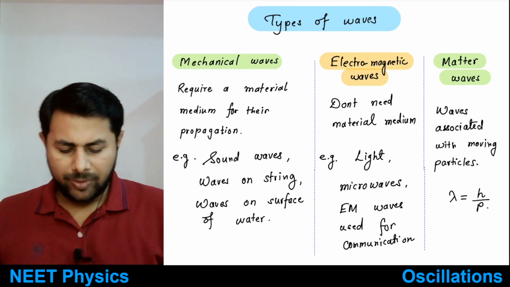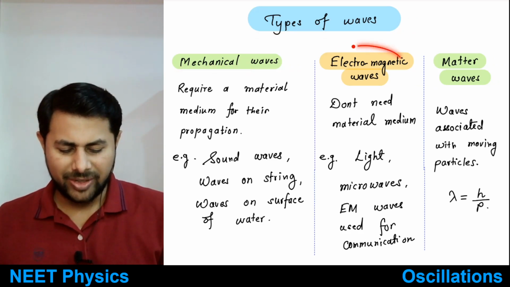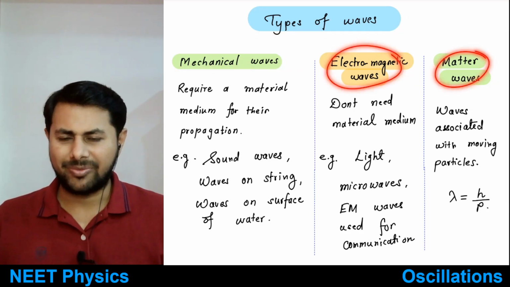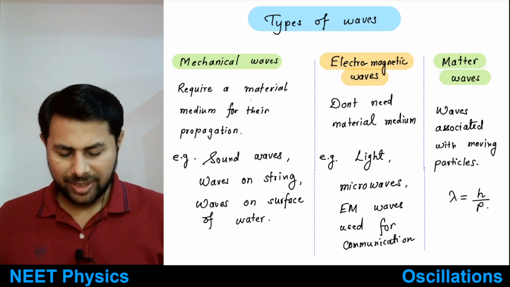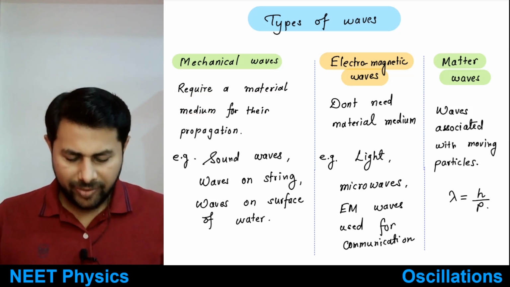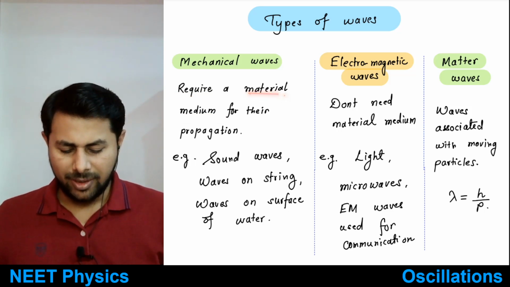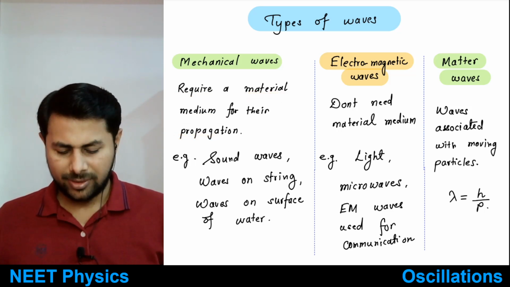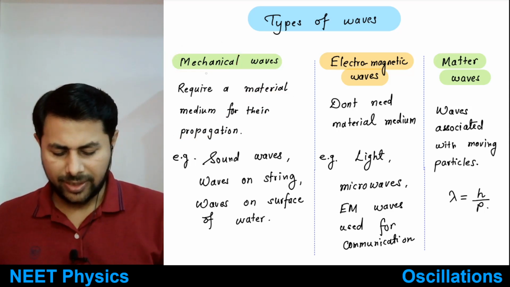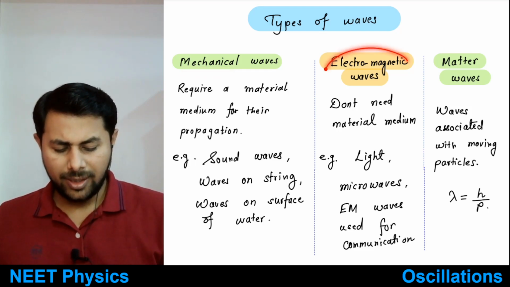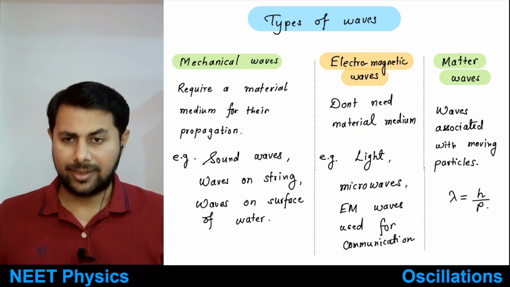Then we have types of waves. So what are the different types of waves? First one is mechanical waves, second one is electromagnetic waves, and third one is matter waves. So what are mechanical waves? The waves which require a material medium, a medium which is filled with matter, are called mechanical waves. The waves which do not require any medium for propagation are known as electromagnetic waves.